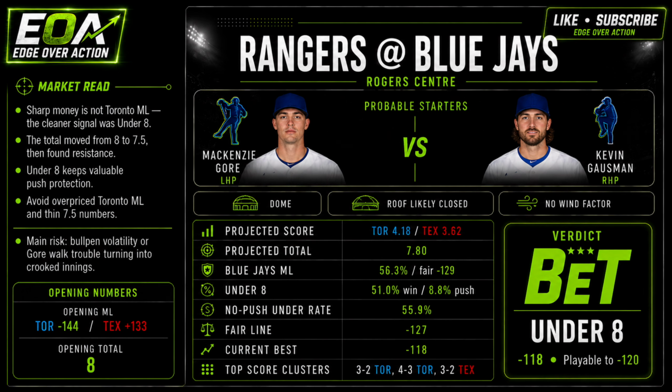The disaster scenario is Gore walking hitters, Toronto stringing together contact, and bullpens entering too early. Bullpen fatigue is the biggest under concern late, but the dome or likely closed roof environment limits weather chaos. So the final decision is we're going to bet this one full game under 8 at minus 120 or better. Do not settle for a bad 7.5. So under 8. Make sure you get that push, get that money back.